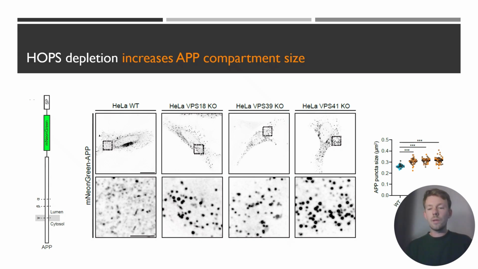What you can see in wild-type cells is that you have tubular compartments and also vesicular compartments, round in shape. And they are generally not too big in size. However, if we deplete these cells of single HOPS subunits, we see that the compartment size largely increases, and this is also exemplified on the right.